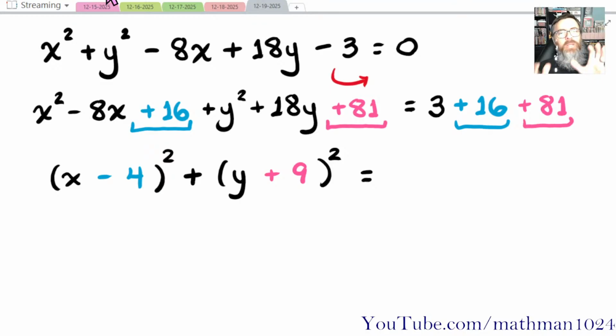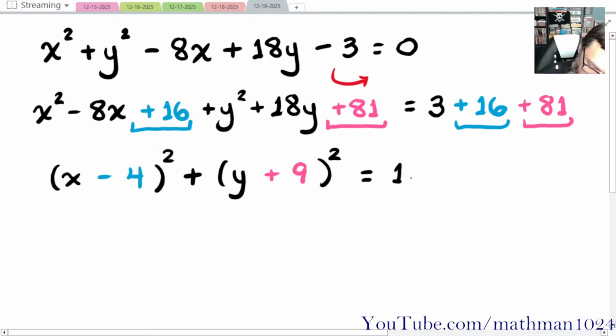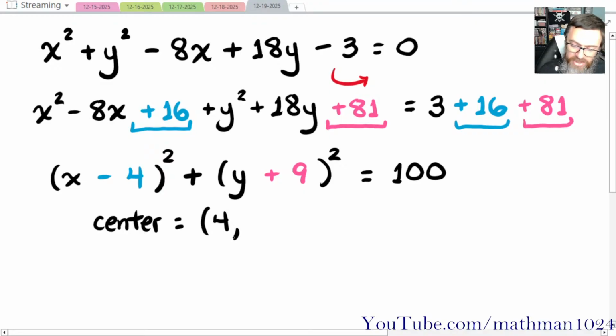All right, so the left side looks really good. The right side, I just got to combine these guys. So 3 plus 16 plus 81 is 100. All right, so this is my form. And from here, I can identify my center. Again, doing the opposite of what I see here. So the opposite of negative 4 is positive 4. The opposite of positive 9 is negative 9.